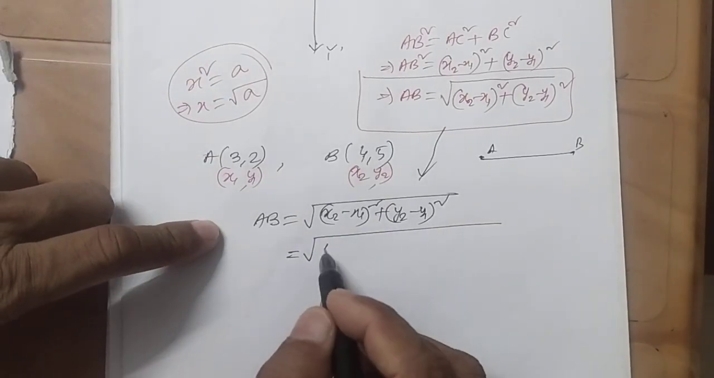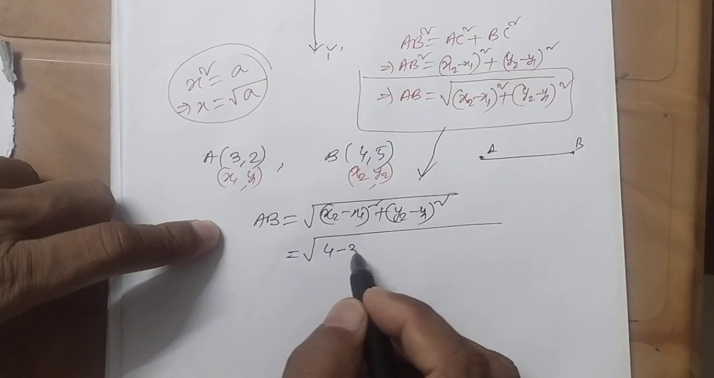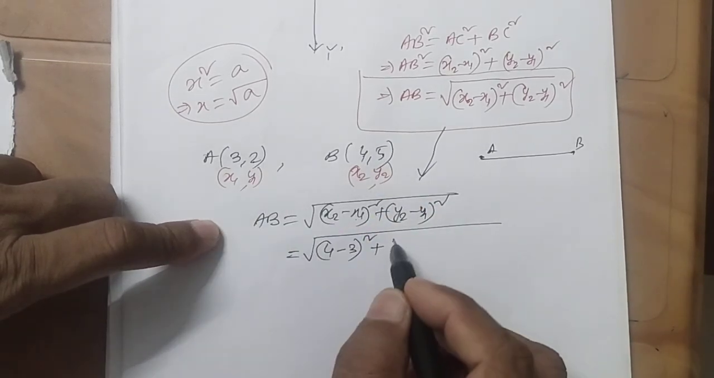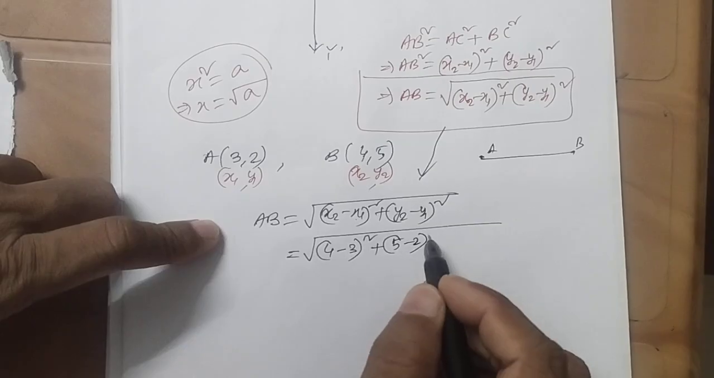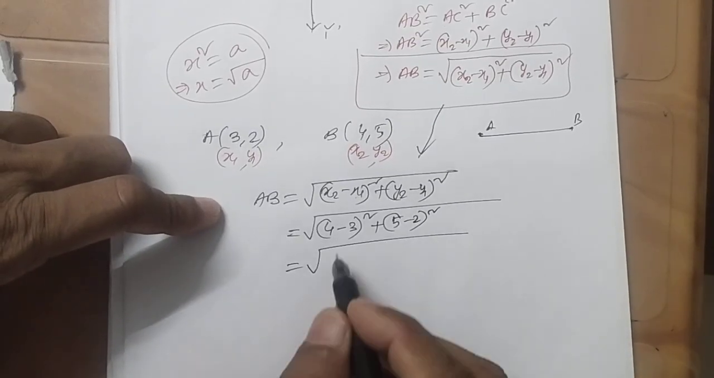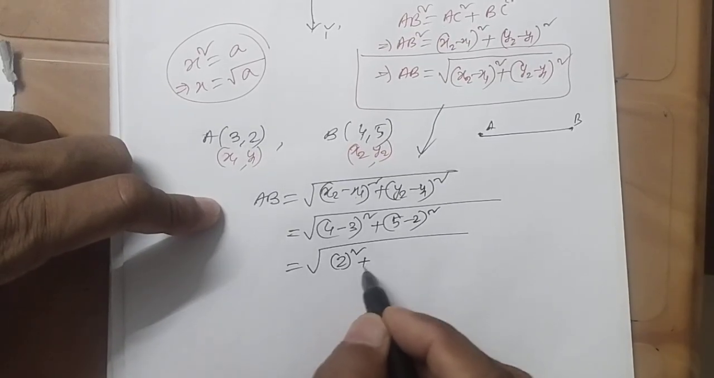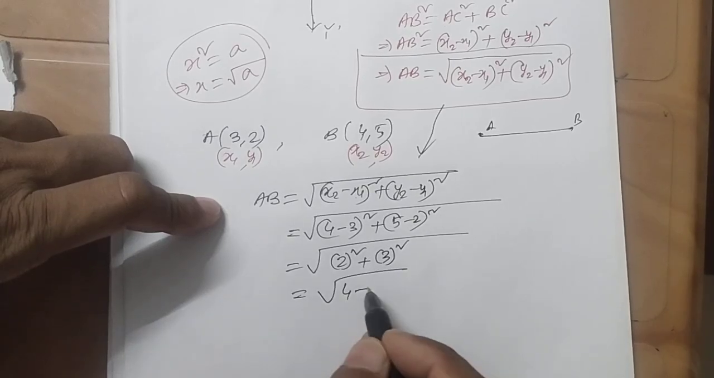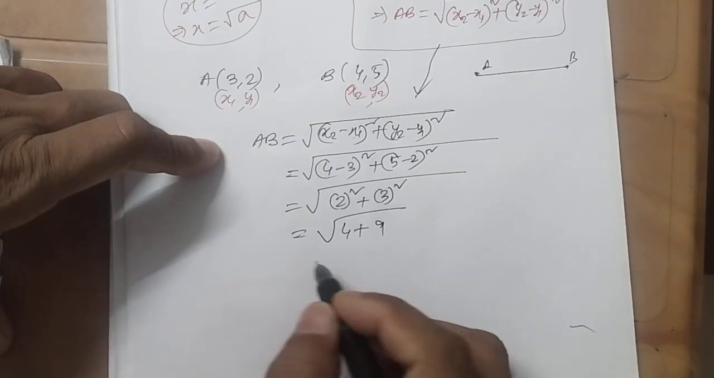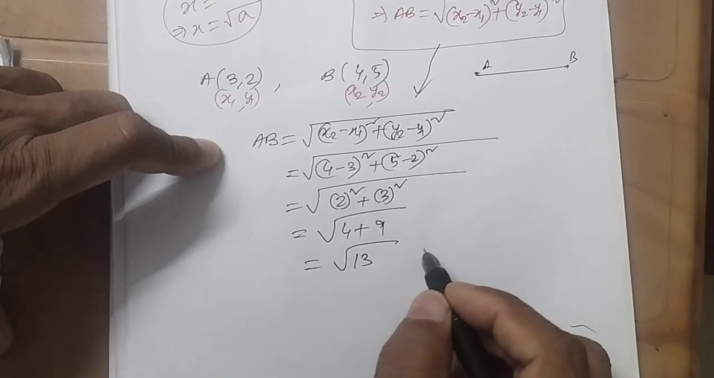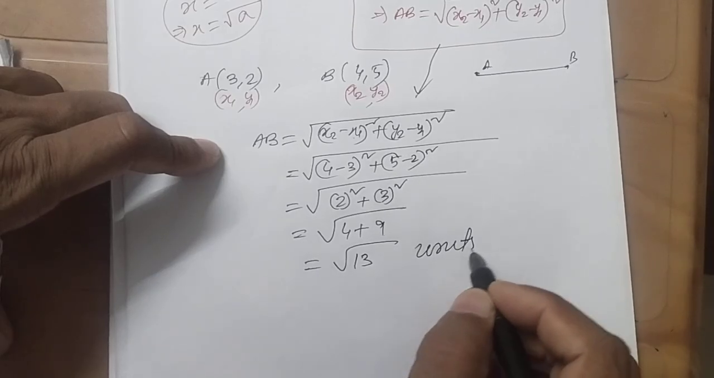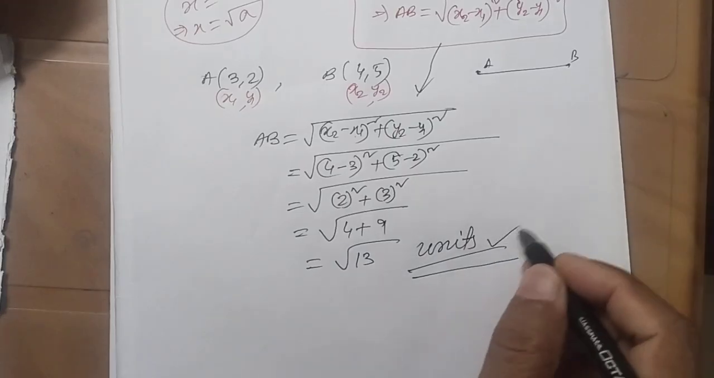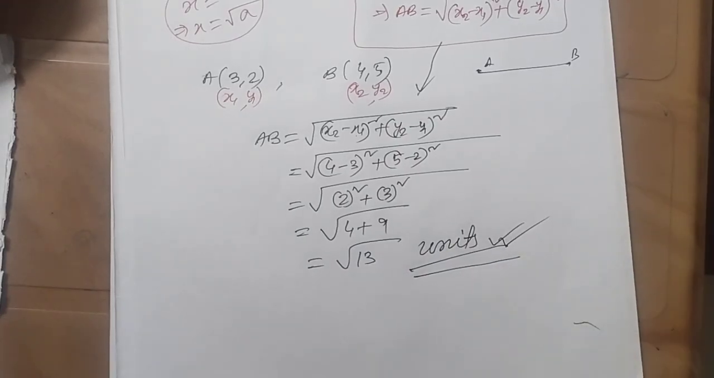4 minus x1 is 3 whole square, y2 is 5, y1 is 2, so 5 minus 2 whole square. Just simplify. 4 minus 3 is 2 square, 5 minus 2 is 3 square, 2 square is 4, 3 square is 9, and what is it now? Root over 13. You can just keep it as it is, root over 13 units. Maybe the distance is in centimeter, meter, millimeter, so you will just write units. We do not know if it is centimeter or kilometer.